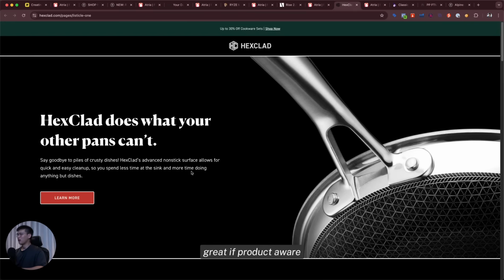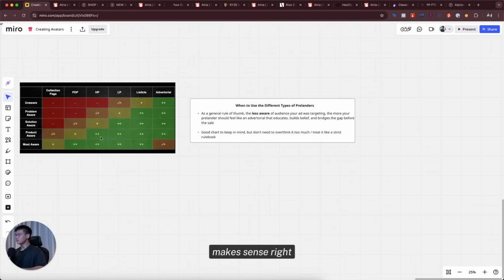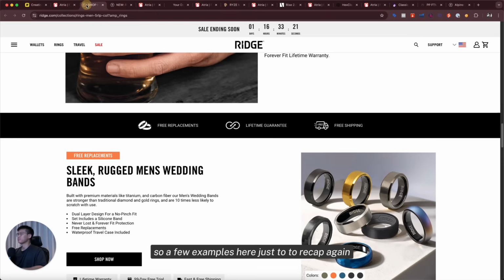Okay, great. It's product aware. I was looking for other pans already. Then how is this pan better than the rest? It does what your other pans can't. Makes sense, right? And the last stage, like we talked about, is just going to be your product page. So a few examples here, just to recap again.